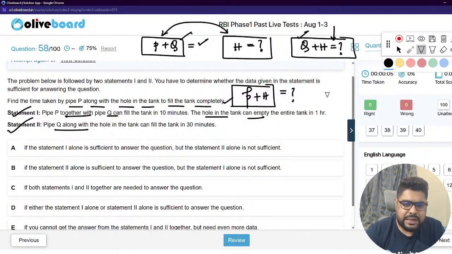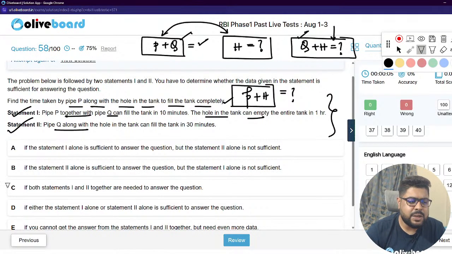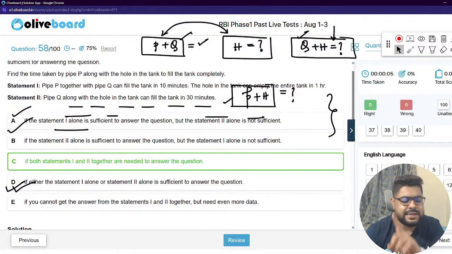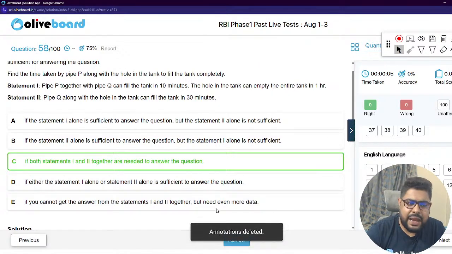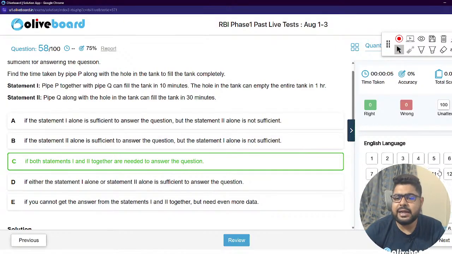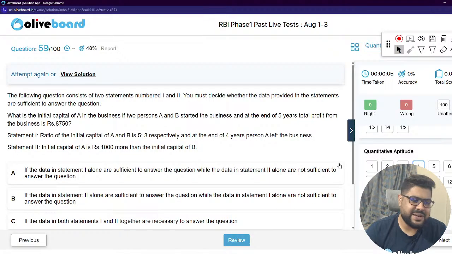So my logic will be, sir, I will need both statements together to answer. Option C will be my answer. I don't need to do anything. Just by looking at this, I'll say C is the correct answer. You have to do it like this. Again, I told you, data sufficiency, for those who understand the concept, it won't take long. It is very simple. But if you don't have the idea, then it will take you a little bit of time.